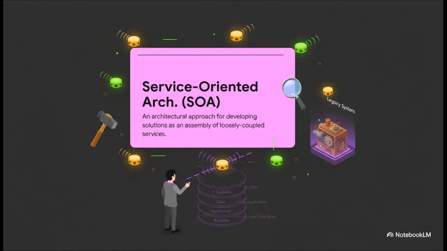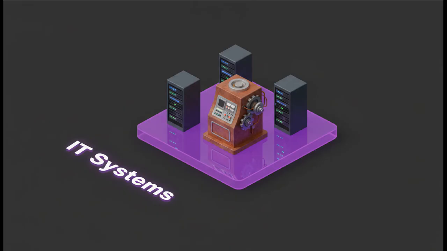The key phrases here are assembly and loosely coupled services. Instead of one single rigid structure, we're now thinking about building with independent components, like high-tech Lego bricks, that we can combine and reconfigure whenever we need to. Let's see how this actually works. Okay, let's build an SOA system right here, from the ground up.